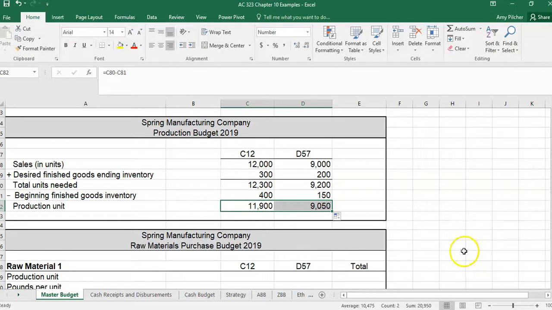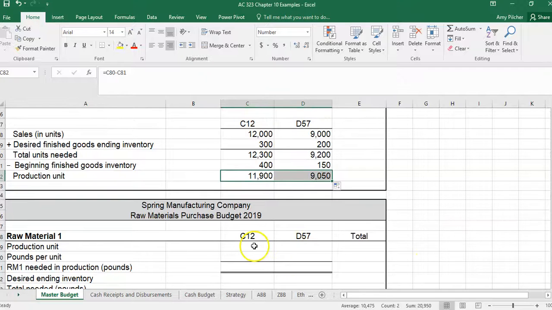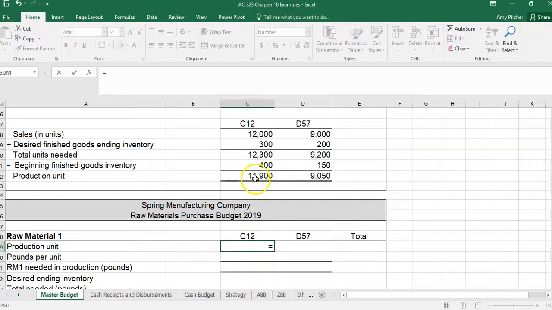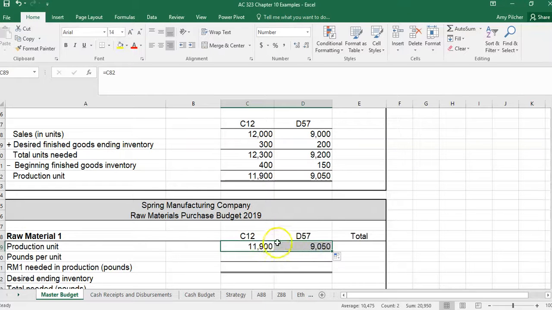Next, we need to work on our raw materials purchases budget. So we'll look at how much we need of each raw material to meet our production level, and then we'll determine how much it costs to buy those raw materials. So we start with our production level. So we're going to produce, that comes from our production budget. Next, we're going to look at each raw material individually.